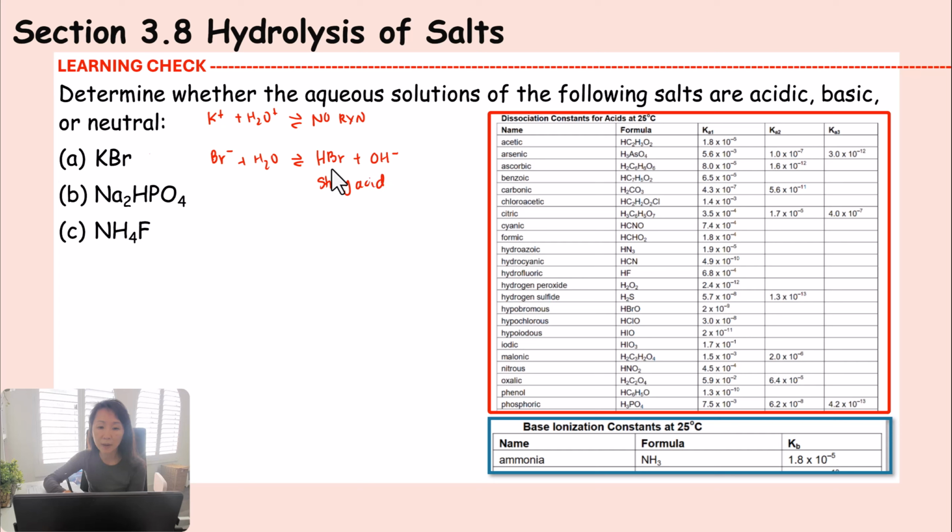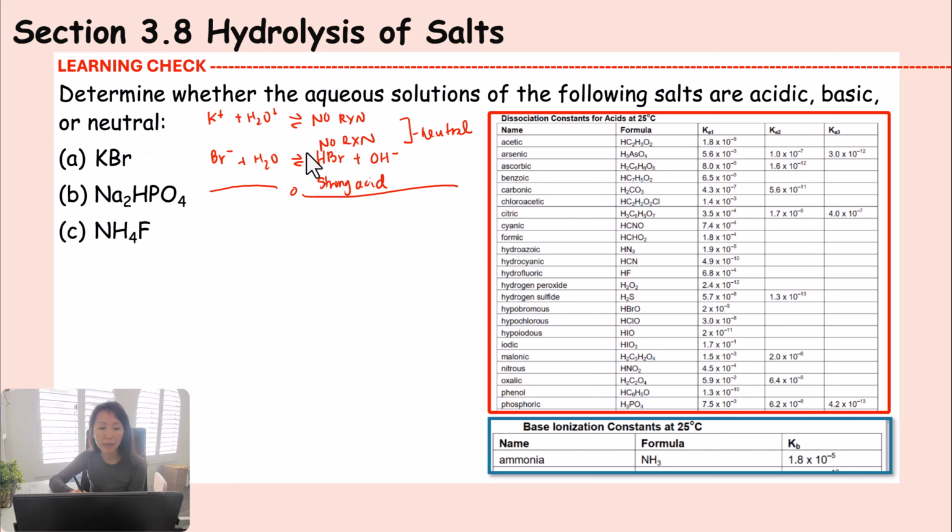We know this by looking at the strong acid and base chart in your reference sheet, not the one here. We know it's a strong acid. So the chance of going in that direction is probably 0. Really, really small. So we can technically say that there is no reaction here as well. So what does this mean? The solution is going to be neutral, since there's no reaction on top or bottom. Let's go for B.